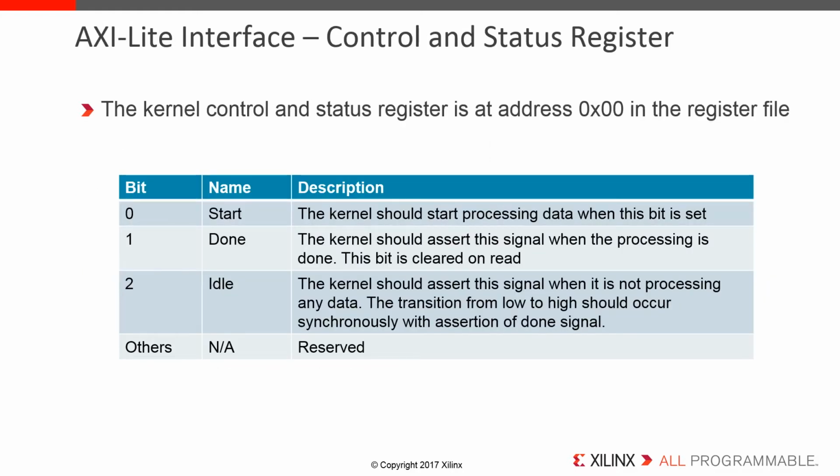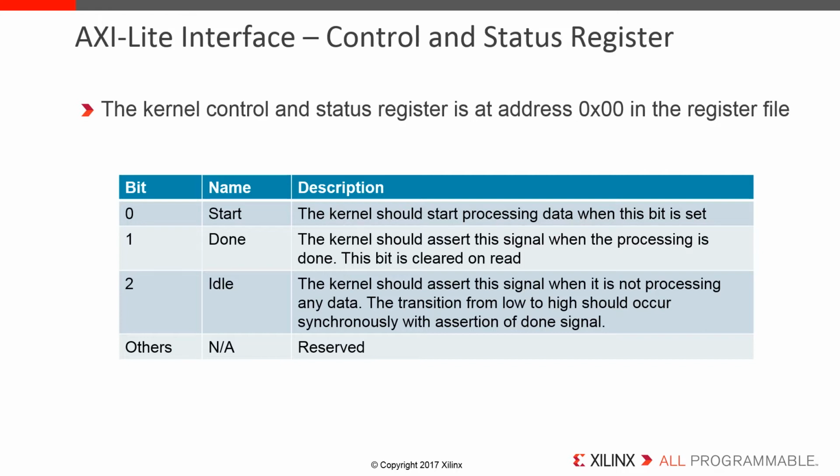The basic kernel control through the register at address 0 is performed by writing to the start bit, which is bit 0, and checking the status by reading the done bit, which is bit 1, and the idle bit, which is bit 2. The runtime will write 1 to bit 0 to start the kernel. And then when the kernel is done, it will write 1 to bit 1.